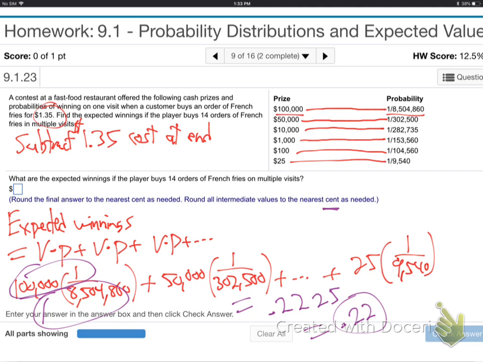So now they're saying, but every time you buy the ticket, you have to spend how much to get the ticket? $1.35. So really, we've got to take 22 cents, but subtract $1.35.